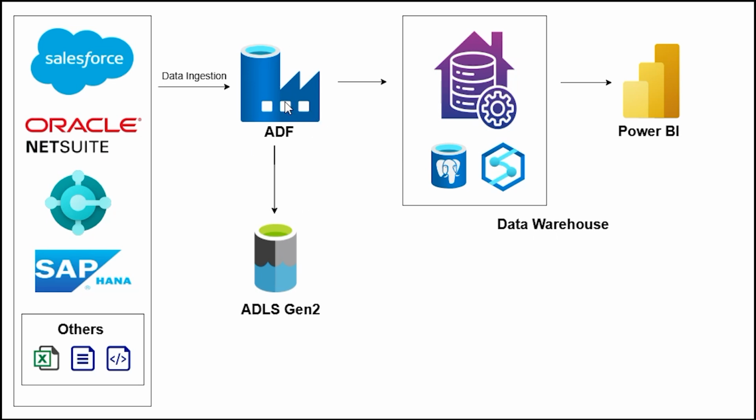Think of ADF like the traffic controller for your data. It connects to all those different systems and pulls the data in automatically. No more copy pasting from spreadsheets or manually running reports. ADF doesn't just move data though, it can clean it up, transform it, and even apply business rules as it flows through. Once the data is collected, it lands in Azure Data Lake Storage Gen 2.